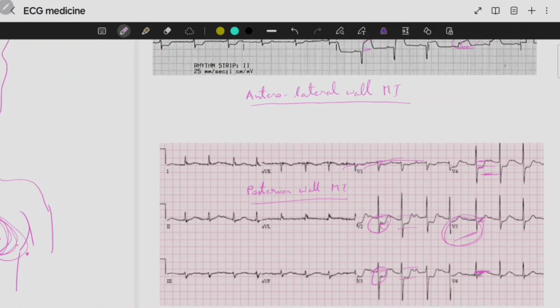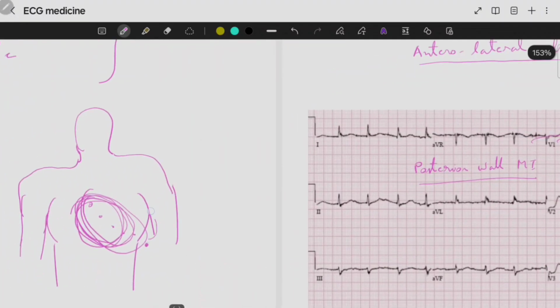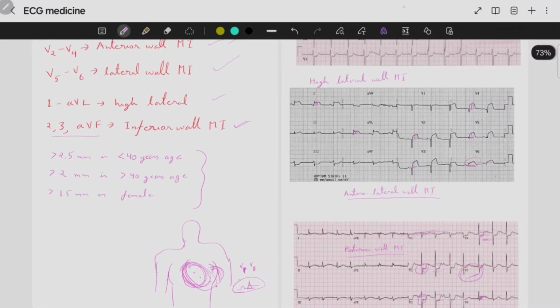So you can see the ST elevation if the leads extend to the back, okay, means the extended leads, V7 and V8, which are put on the back of the patient, then you can see the ST elevation. Okay. So this is all about the MIs.